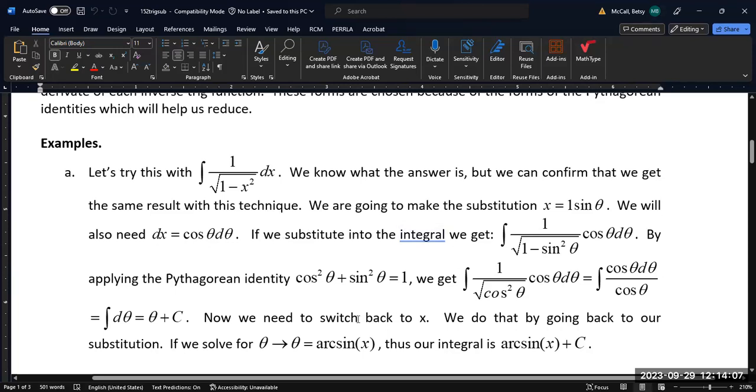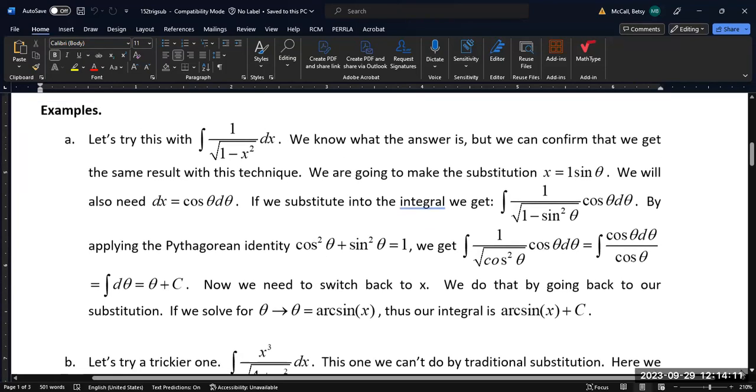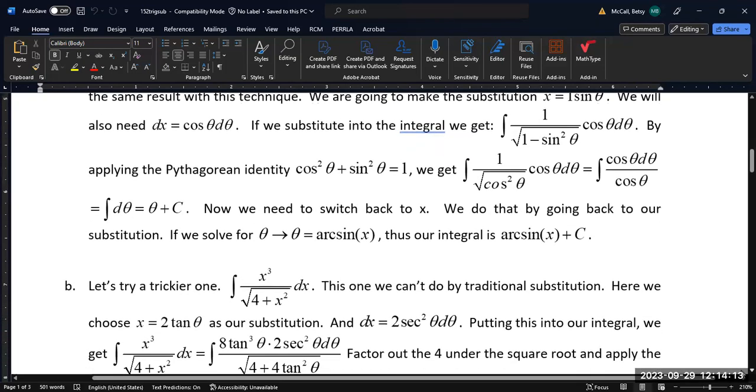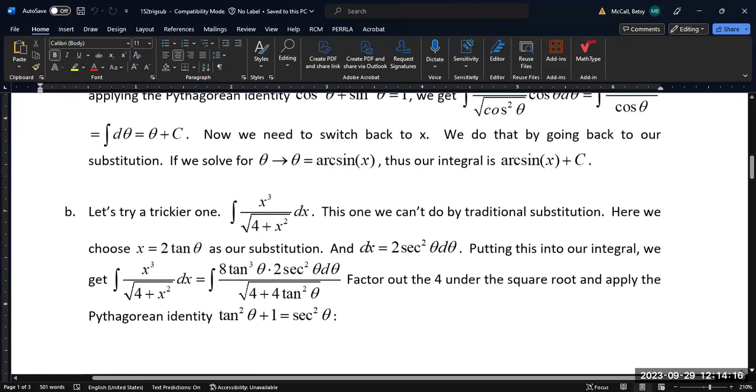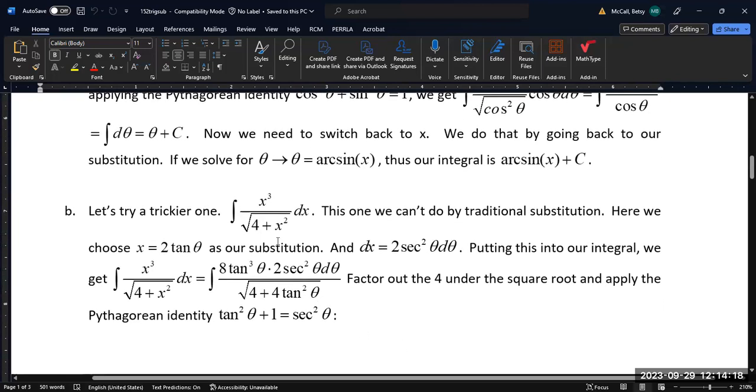All right, so let us look at another example using another version of this. This one is a tangent substitution because we have a sum of squares under the radical. Again, we can't do this by traditional substitution. If this was just an x in the numerator, this would just be a regular u sub, but it's not an x. It's something other than an x. It's an x cubed in this case.